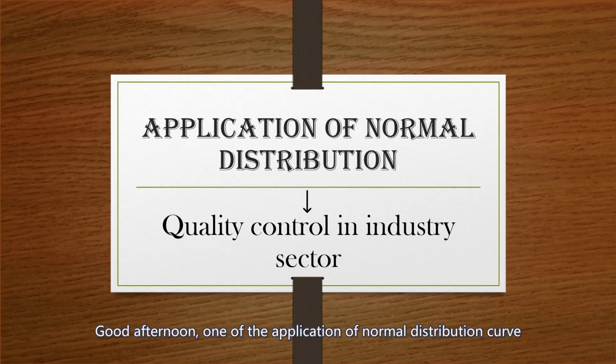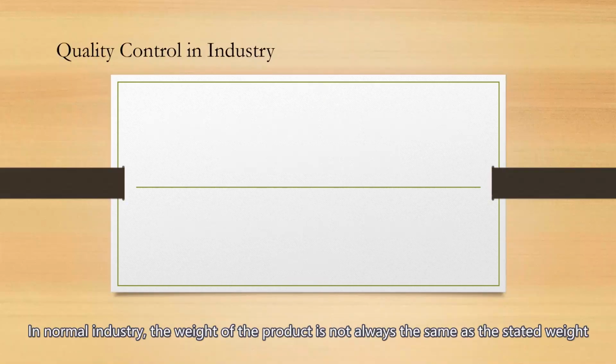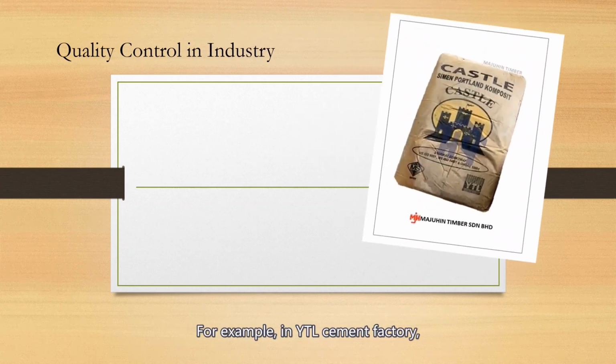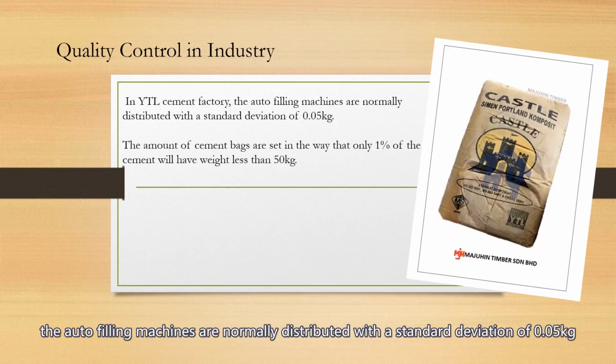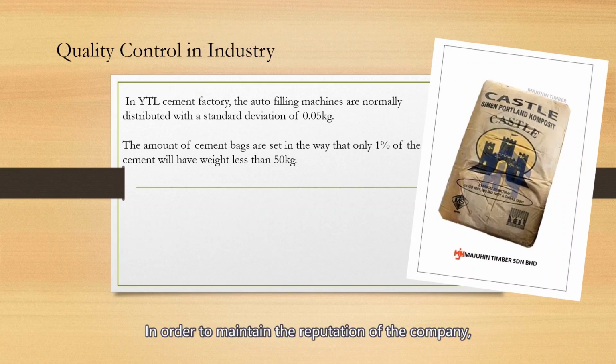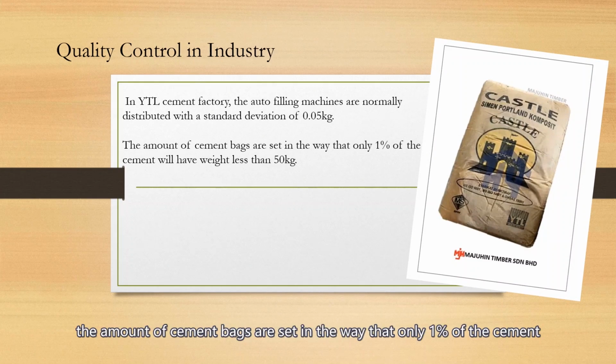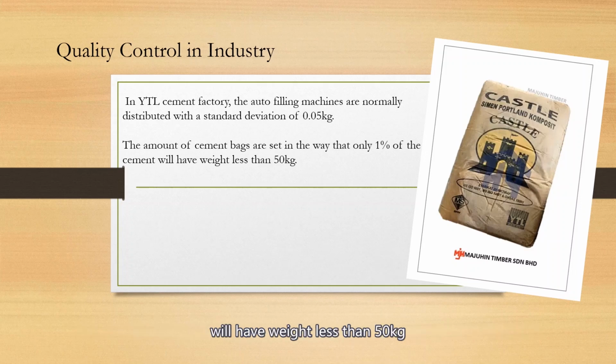Good afternoon. One of the applications of the normal distribution curve is to carry out quality control in the industry sector. In normal industry, the weight of the product is not always the same as the stated weight. For example, in YTL cement factory, the auto-filling machines are normally distributed with a standard deviation of 0.05 kg. In order to maintain the reputation of the company, the amount in the cement bags is set in a way that only 1% of the cement bags will have weight less than 50 kg.